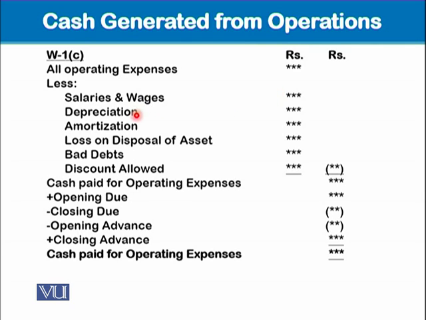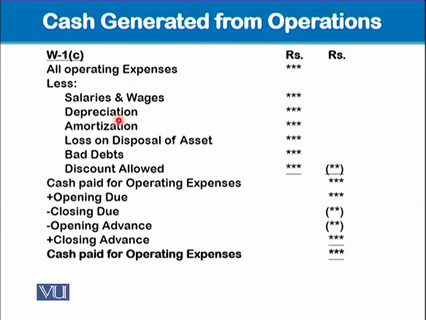Then we will subtract depreciation, amortization, loss on disposal of asset, bad debts and discount allowed. Why? Because for all these expenses we do not pay cash. And what we are doing, in fact, we are working out cash generated from operation, that how much was the amount of cash that was generated. So we will be working out directly the cash flow items.